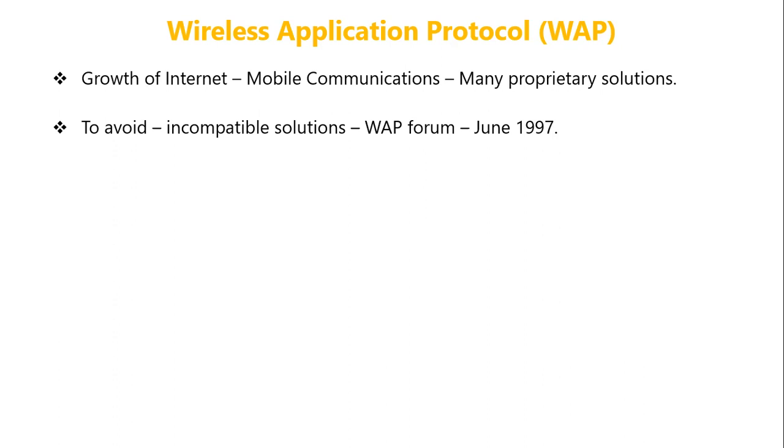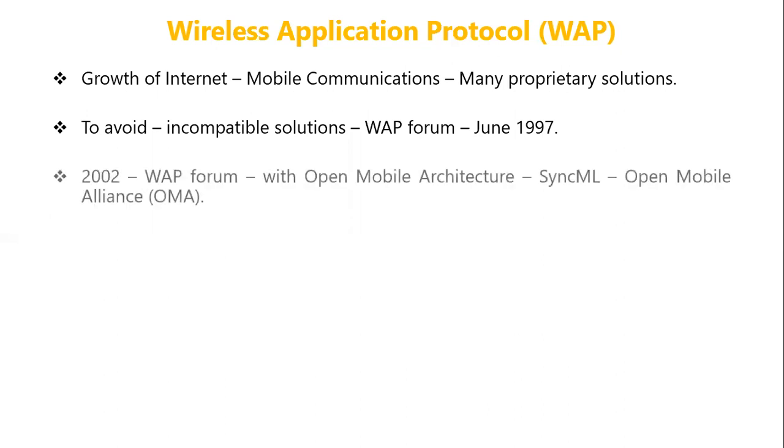to avoid any incompatibility, the WAP forum was formed in June 1997. This WAP forum was formed by Ericsson, Motorola, Nokia, and Unwired Planet. These four organizations came together and formed the WAP forum. In summer 2002, the WAP forum, together with the Open Mobile Architecture Forum and SyncML initiative, formed the Open Mobile Alliance. In short, it is called OMA.